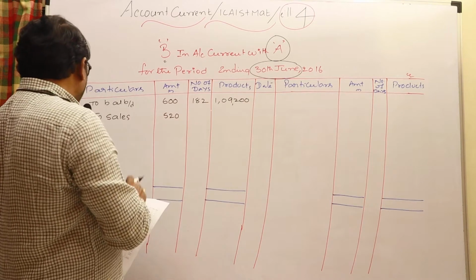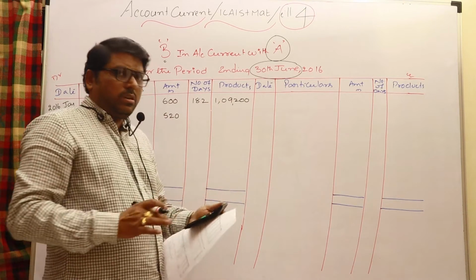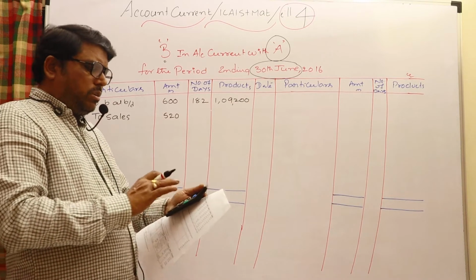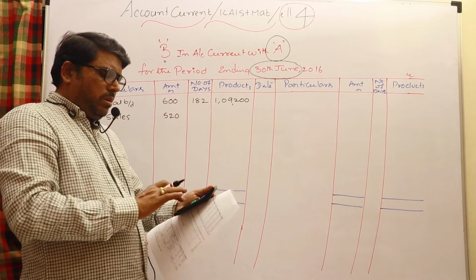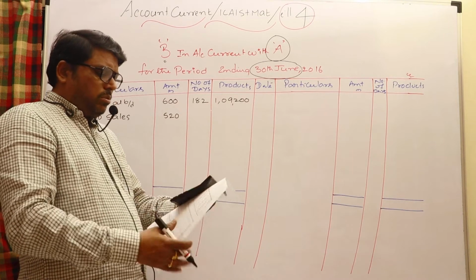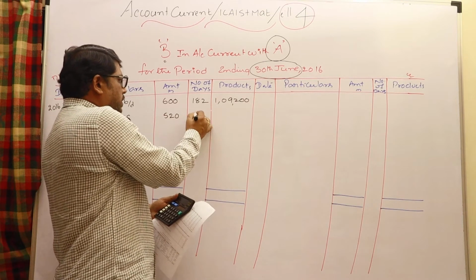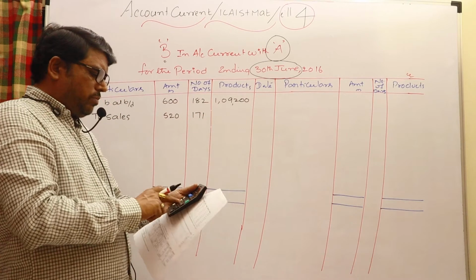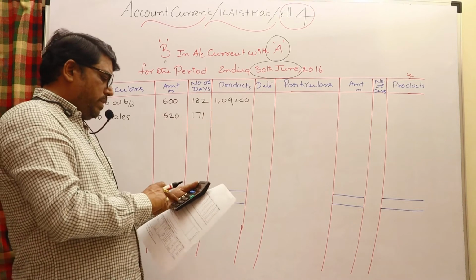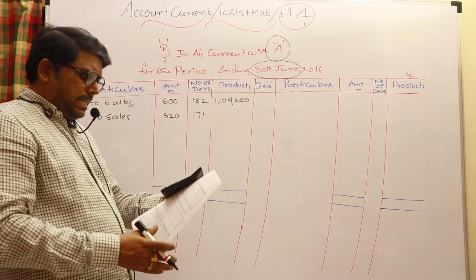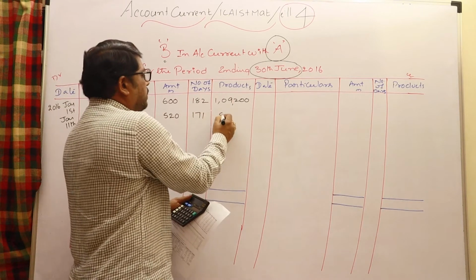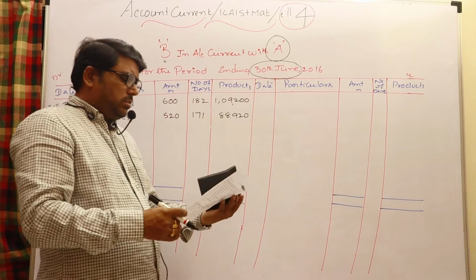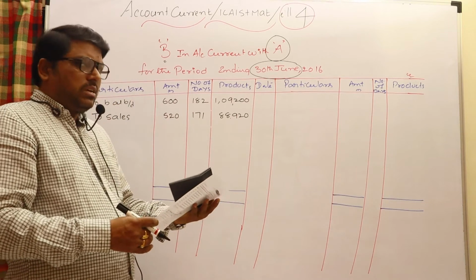Let us take the number of days. Look at January 11th: in January, 20 more days are there. January 20, February 29, March, April, May, June. Total number of days 171. Take 171 days. 520 into 171 days, resulting in 88,920. 88,920 is the product.